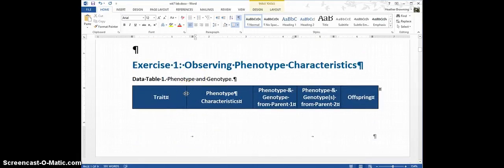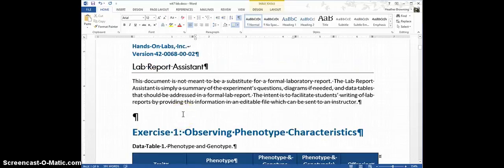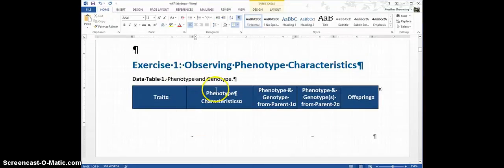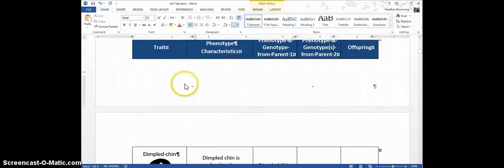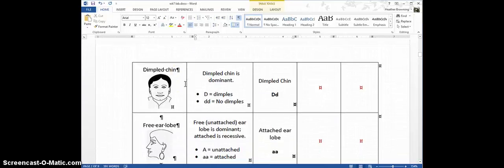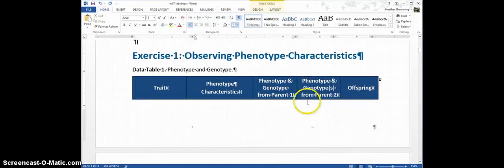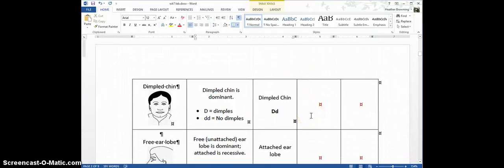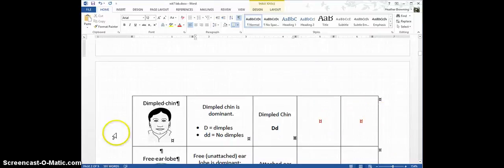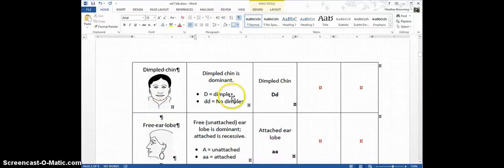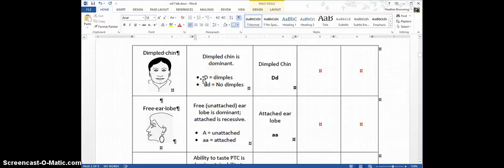As always, it's just the copied and pasted assistant. It says here, assistant. And so you have a trait, your phenotypic characteristics, your phenotype and genotype of parent 1, of parent 2, and then potentially of offspring, right? So they're always going to give you parent 1. You yourself will be parent 2, and then offspring will be the result of your Punnett square. So it nicely tells you what the traits are. If it says just a capital letter, read the manual. It should tell you stuff.